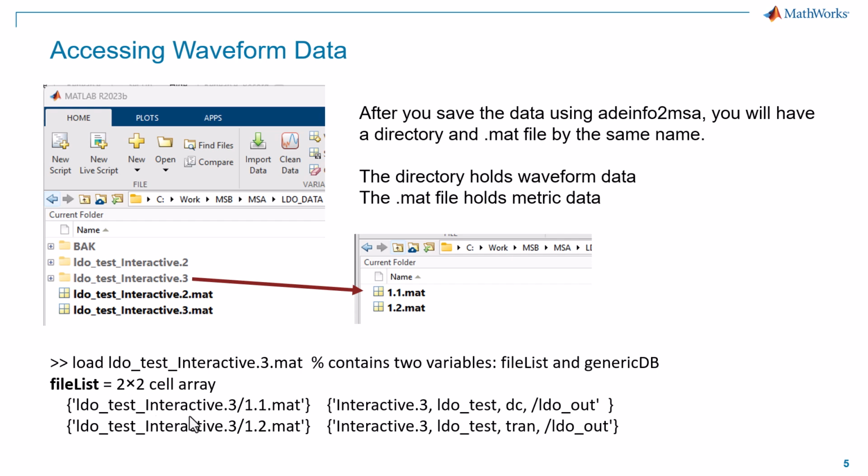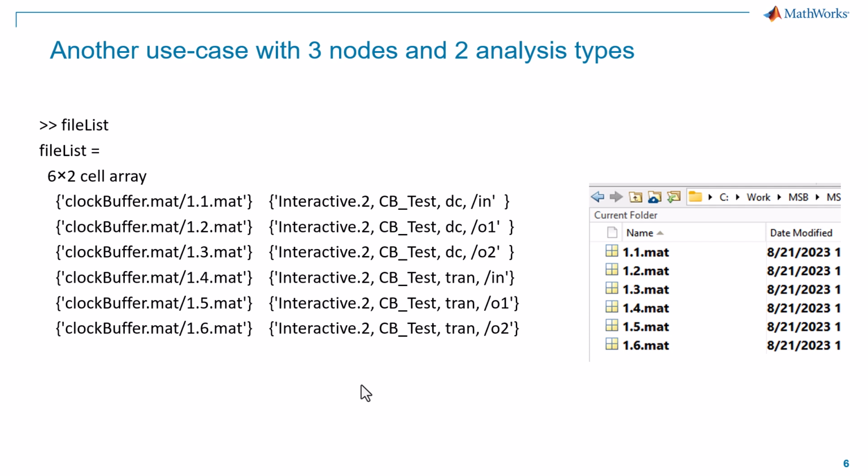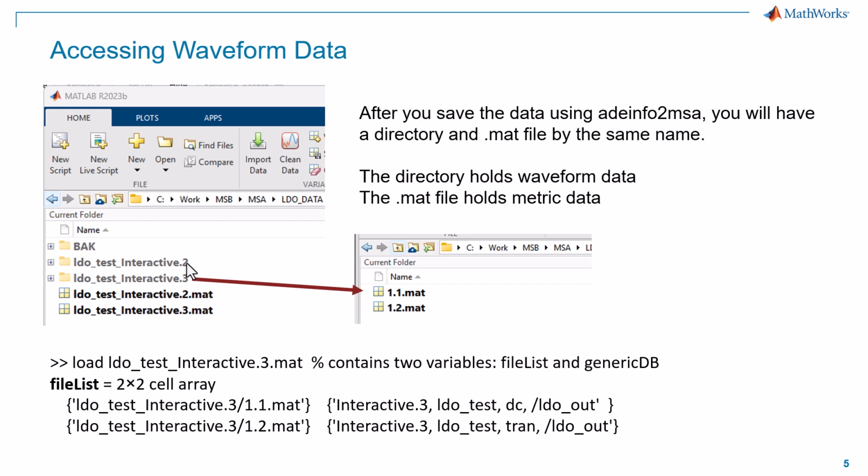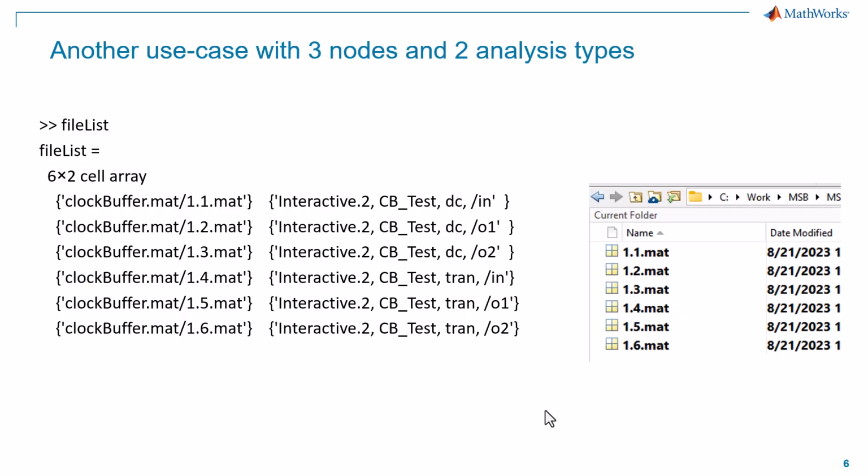It's going to say, hey, if you go to this directory and this file, you're going to grab the LDO out data for DC analysis. And if you go to this 1.2.mat in that same folder, you're going to get the transient for that LDO out node. In the particular example that I had here, there were just two analysis types and one node in the circuit that I'd logged. Of course, you might log many nodes and many analysis types, in which case, for each node, you're going to have the analyses that you've done on it.